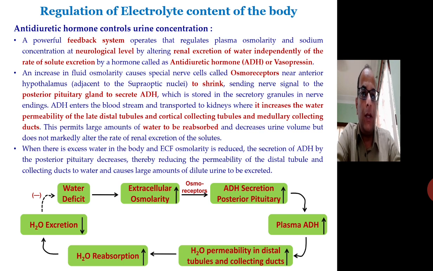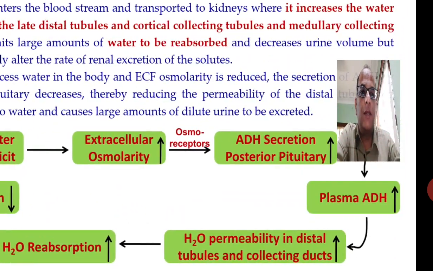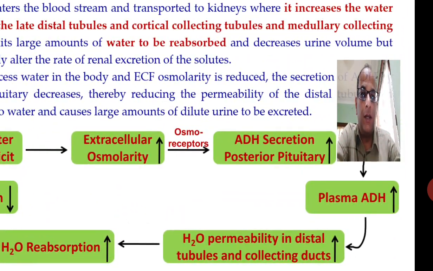When there is excess water in the body and ECF osmolarity is reduced, the secretion of ADH by the posterior pituitary decreases, thereby reducing the permeability of the distal tubules and collecting ducts to water, and causing a large amount of dilute urine to be excreted.